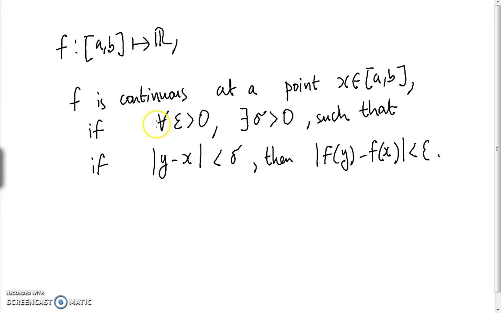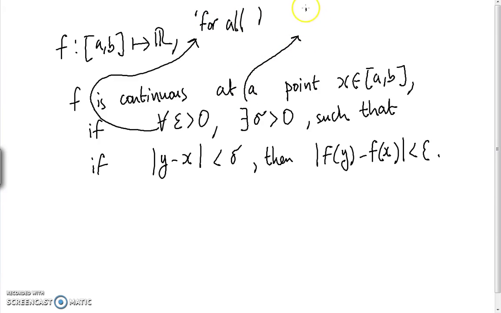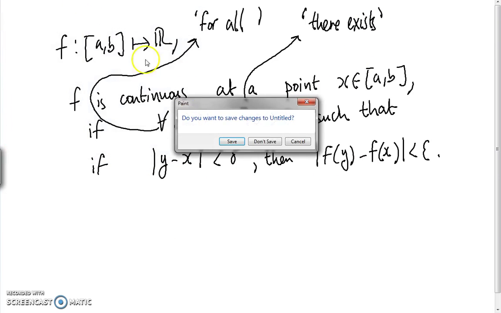And I just realized I've used quantifiers and I've not written the English for them. So this symbol means for all, and this symbol means there exists. Okay, so what's the definition for a vector-valued function? So let's have a vector-valued function from AB to the set of all vectors in Rn.